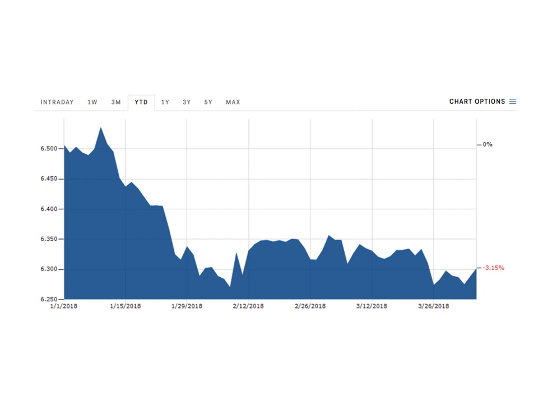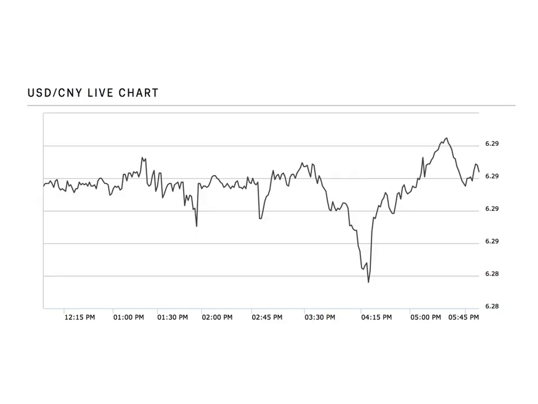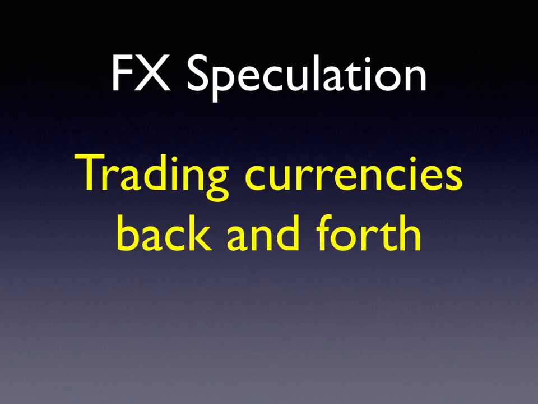Okay, here is what happens in 1 week. You notice that these prices are moving up and down. If this is over a week, this is actually over a day. So you can see here, if you were in the FX speculation market, that you could be trading currencies back and forth throughout the trading day.